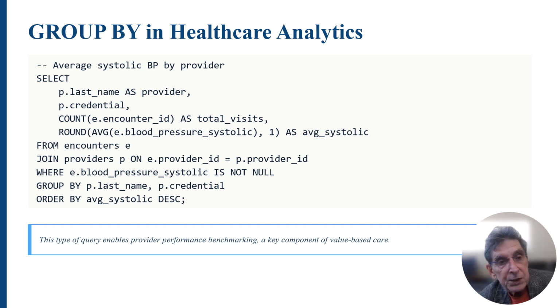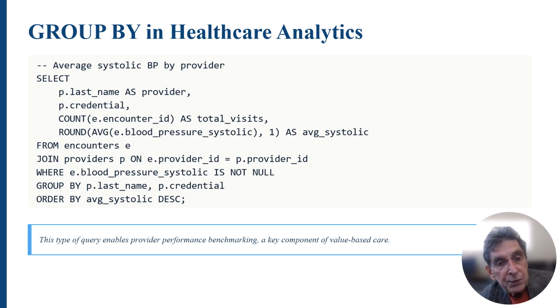Which columns are we selecting? We gave it an alias. We're doing a count that's going to give us the total number of visits. We're going to round the blood pressure to just one decimal place. And we're getting these from the encounters table. We're joining the providers and giving it the alias P, on the provider ID: the encounter's provider ID equals the provider's provider ID.